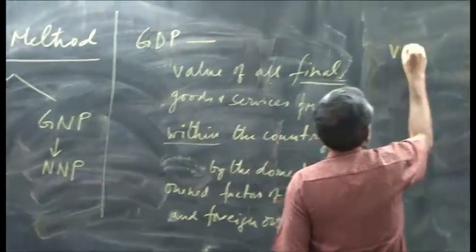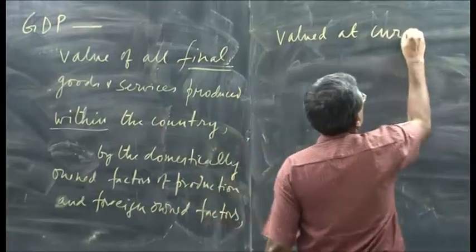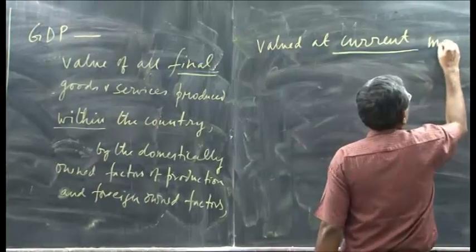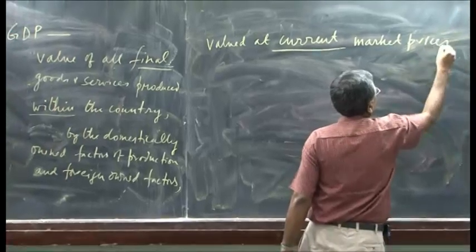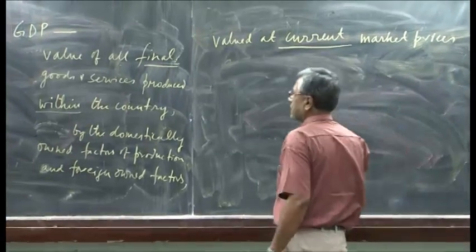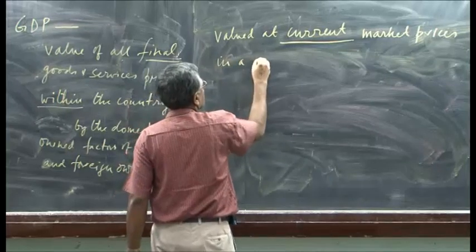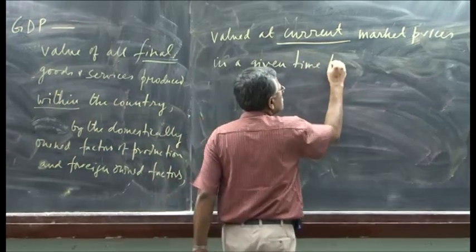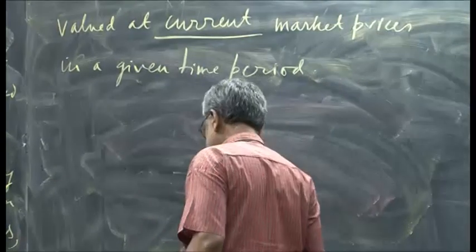Then valued at current market prices, current underlined, in a given time period. Usually it's the financial year. The given time period usually is the financial year.